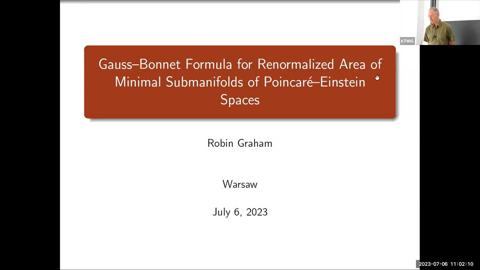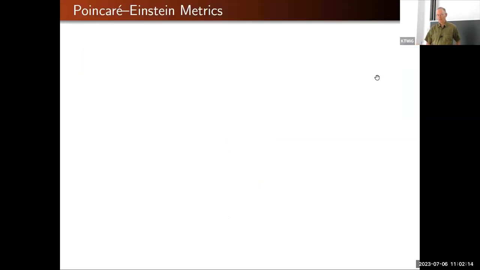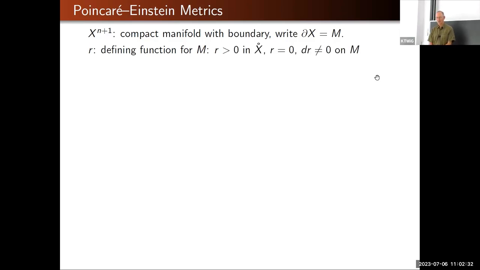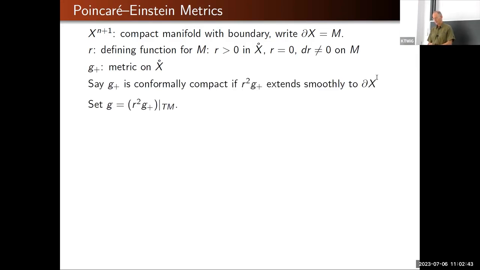There are many words in my title, so I thought I would start by explaining some of them, starting with the Poincaré-Einstein metrics. Suppose we have a compact manifold with boundary of dimension n plus one, and I'll always denote the boundary by M. Then we can choose a defining function for the boundary. This is a function that's positive on the inside and vanishes to first order at the boundary. Given a metric g plus on the interior, we say it's conformally compact if, when you multiply it by the square of the defining function r, it extends smoothly to the boundary. So r squared times g plus is called a compactification of g plus, because this is a smooth metric. Of course, the metric g plus itself is singular; it blows up at the boundary.